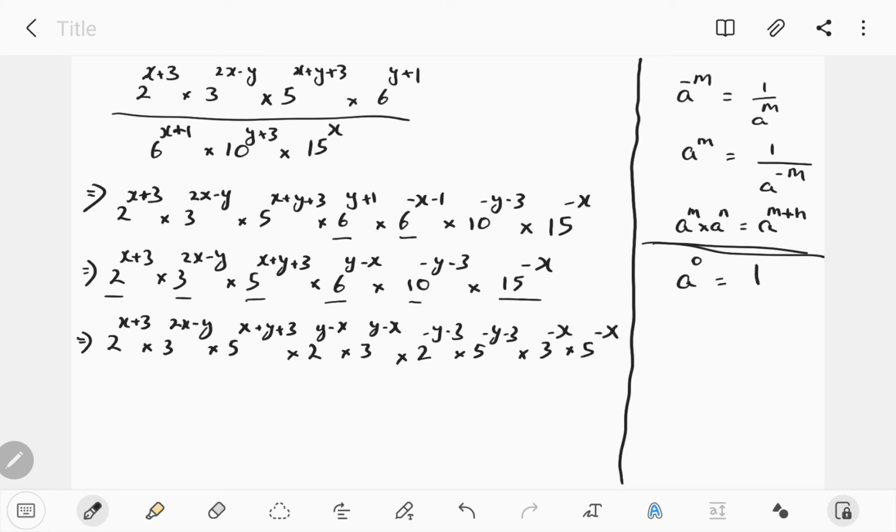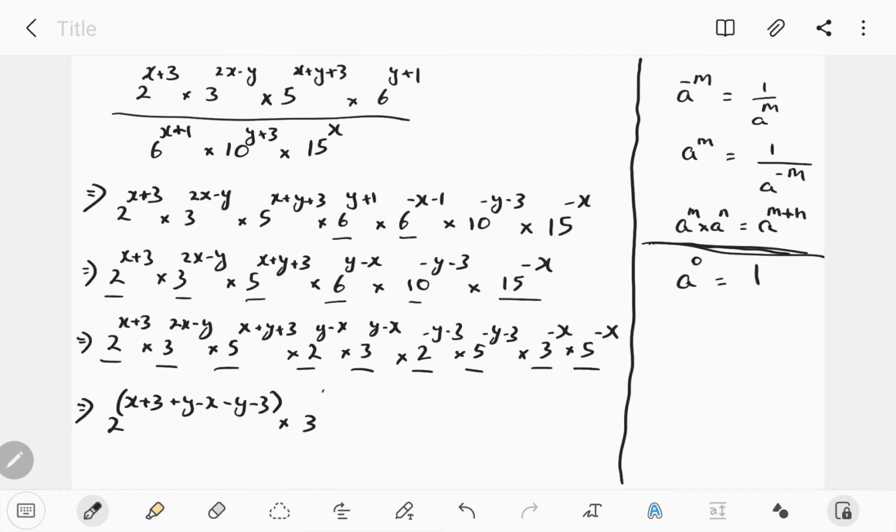I have done nothing but break down these terms: 6 as 2 multiplied by 3, 10 as 2 multiplied by 5, and 15 as 3 multiplied by 5. Now I can apply this property a power m into a power n. We have common bases. We have 2 here, 2 here, 2 here, 3 here, 3 here, 3 here, 5 here, 5 here, 5 here. I can add up the powers. So 2 power x plus 3 plus y minus x minus y minus 3. Okay, so this is what I am getting for 2.